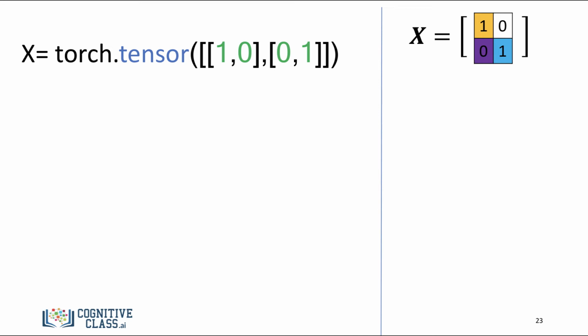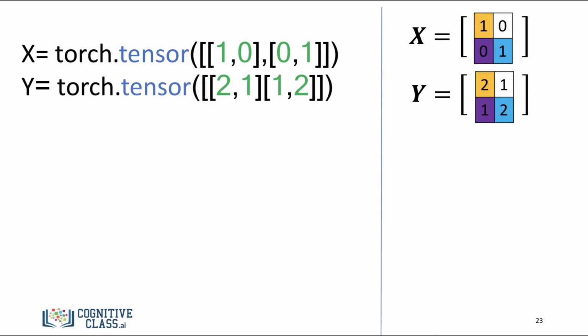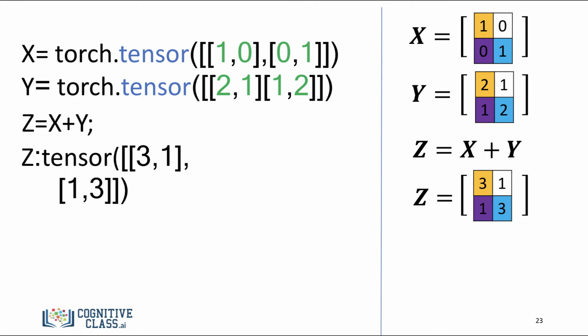In PyTorch, we can add 2 tensors as follows. We define the first tensor X. We then define the second tensor Y. We then add the tensors. The result is identical to matrix addition.